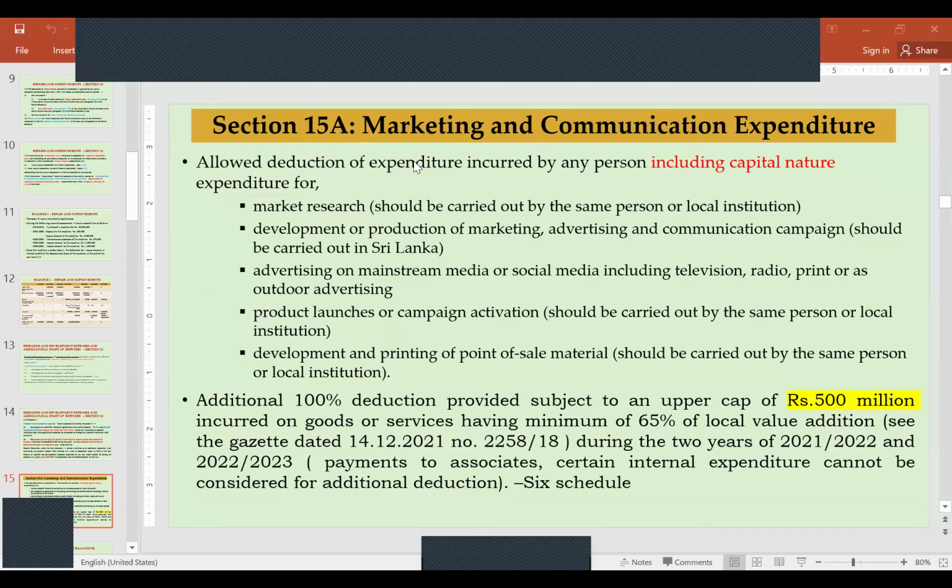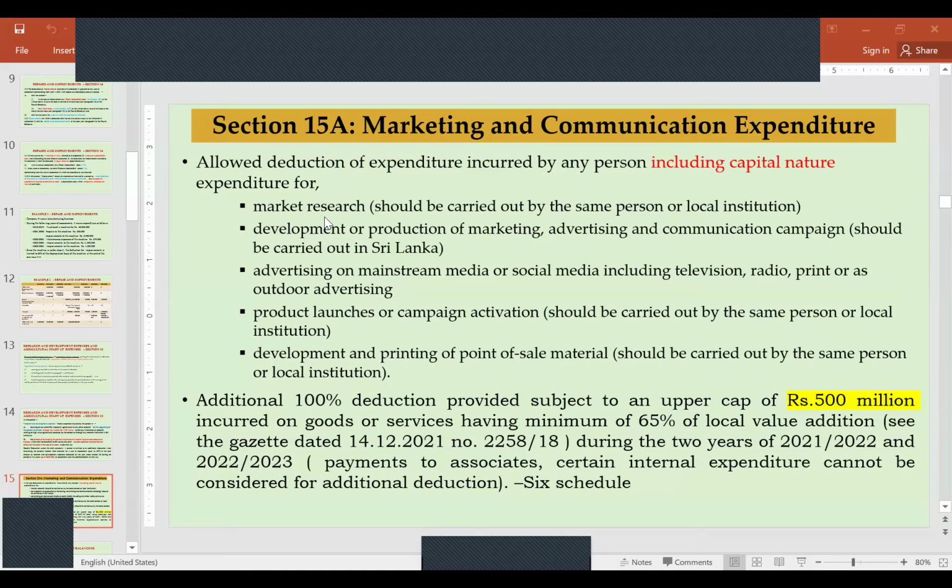For the deduction of that expenditure, we should know what expenditure can be deducted under marketing and communication. For that purpose, under section 15A, we have given a specific definition. In that definition, it says what expenditure can be considered as marketing and communication. So the first one is market research.